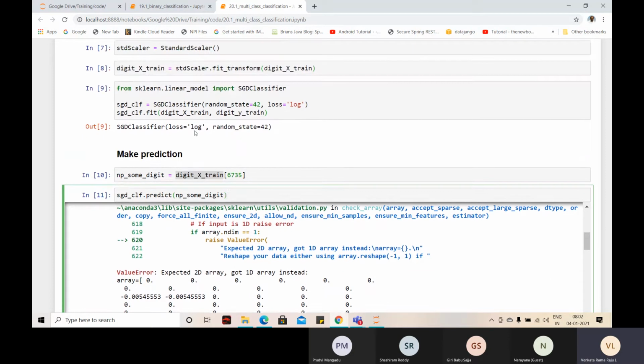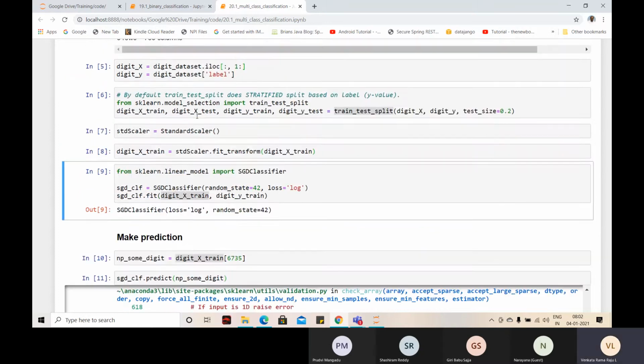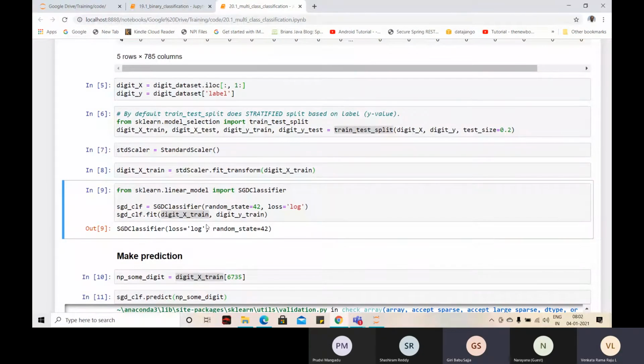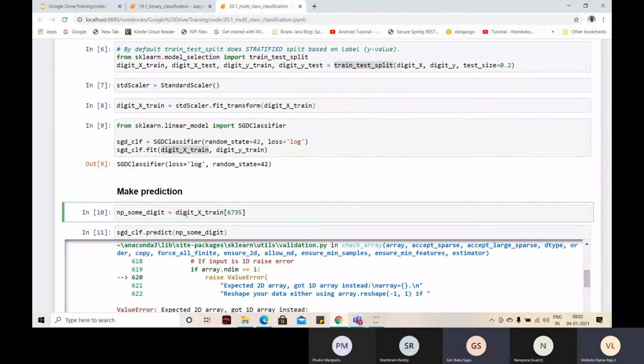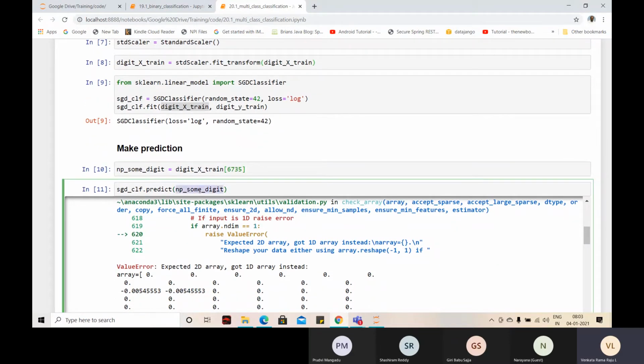So while training, what did we do here? What is this, digit X train? Is that a two-dimensional array or a one-dimensional array? 2D, sir. 2D array, right? Yeah. Multiple X values are there. When we took one index from the numpy array, it actually gives you a one-dimensional array. When I try to pass a one-dimensional array to predict, it is unable to understand the structure. So you need to convert this.